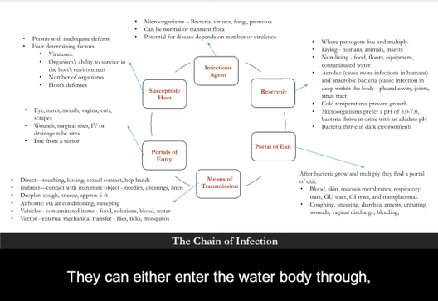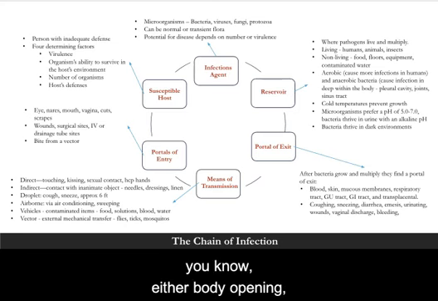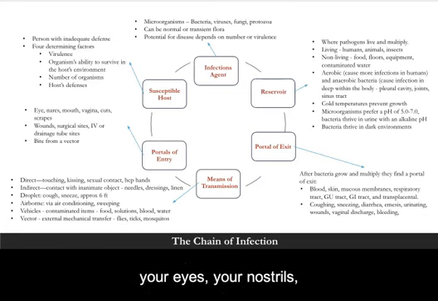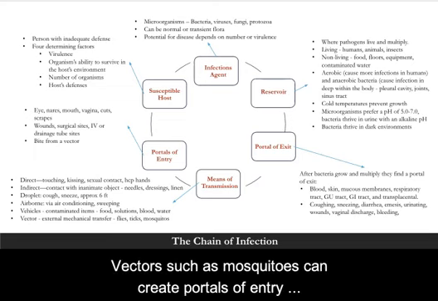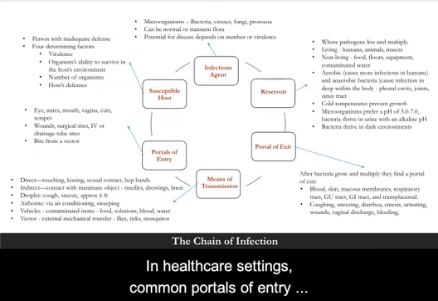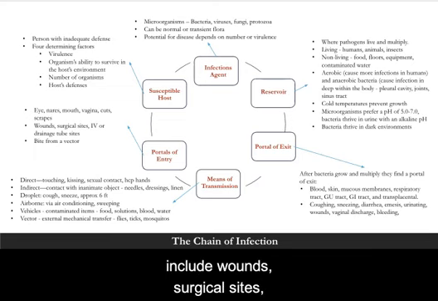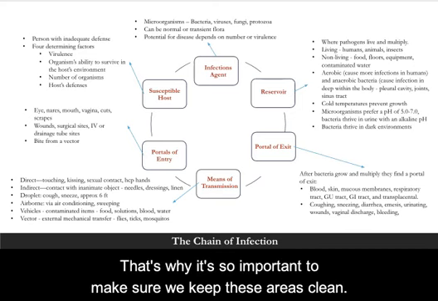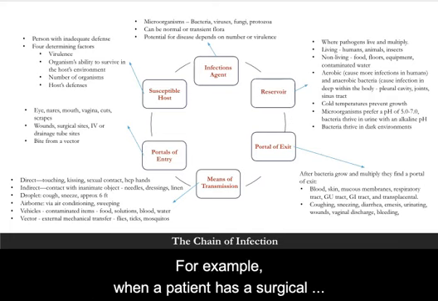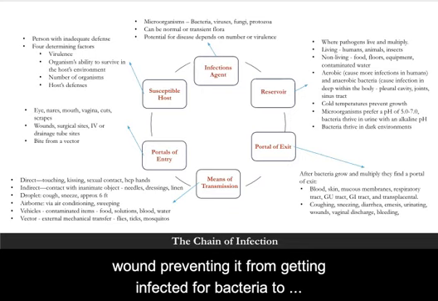They can enter the body through body openings such as your eyes, your nostrils, your mouth, your urethra, vagina, anus. They're all potential portals of entry, as are cuts and scrapes and surgical incisions. Vectors such as mosquitoes can create portals of entry when they bite through the skin. In healthcare settings, common portals of entry include wounds, surgical sites, and insertion sites for tubes and needles. That's why it's so important to make sure we keep these areas clean. For example, when a patient has a surgical wound, we prevent it from getting infected by bacteria entering there.